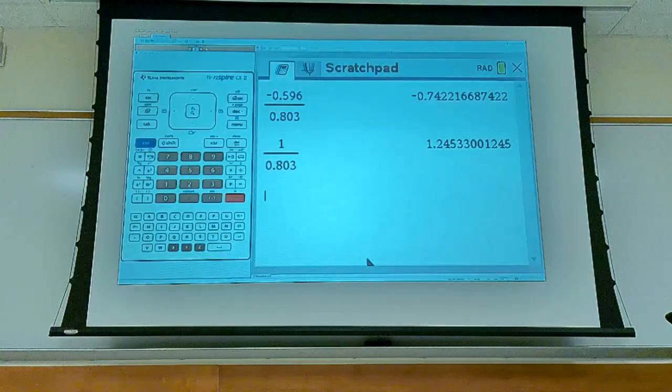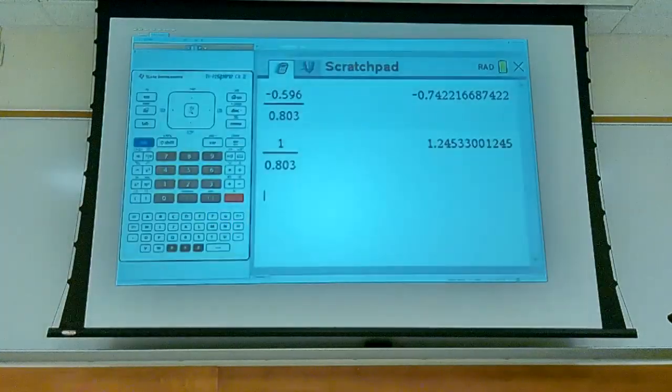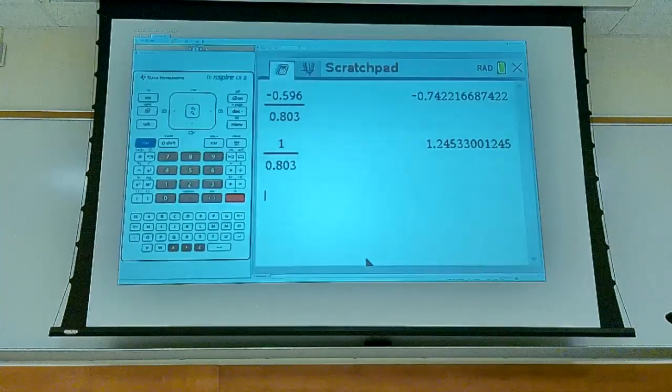1.3 or 1.24, 1.25. Depends on the rounding method that you use. It's either going to be 1.24 or 1.25. I go 1.24 because what comes after that 5 is a 3. But if we're going to stick with the convention, it's going to be 1.25.